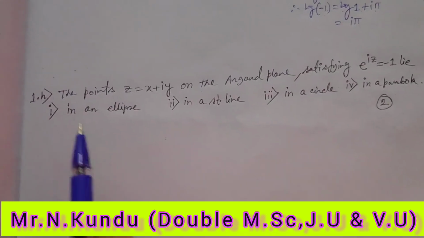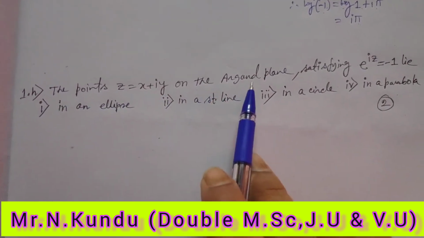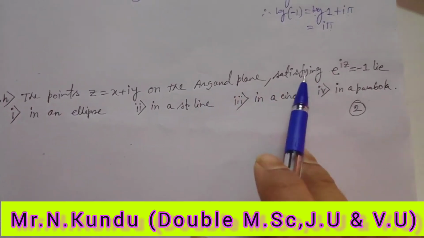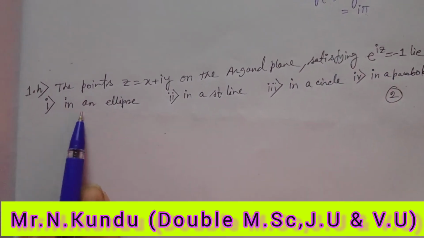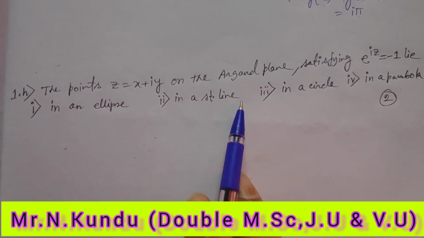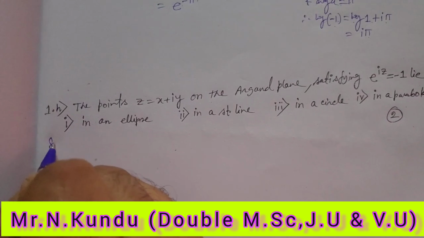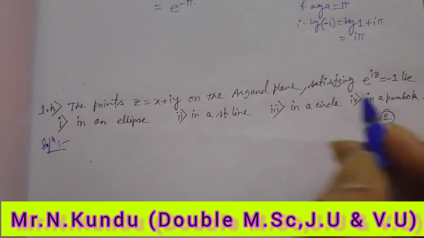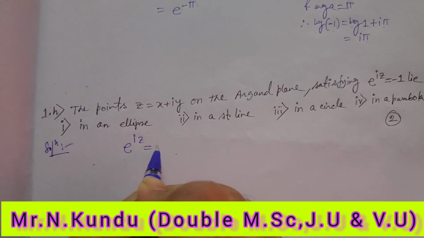Now the next question is one part each. The point z equals x plus iy on the Argand plane, that is the complex plane, satisfying e to the power iz equals minus 1, lies on: option 1, an ellipse; option 2, a straight line; option 3, a circle; option 4, a parabola. Solution. e to the power iz equals minus 1.